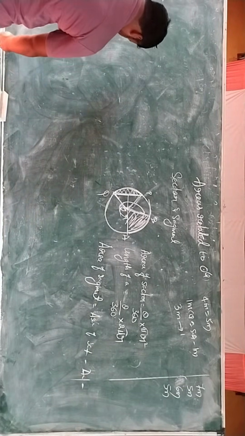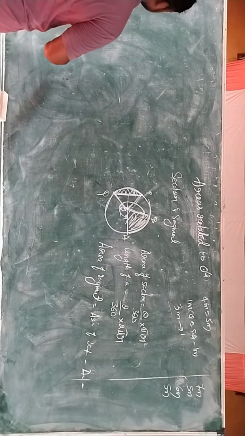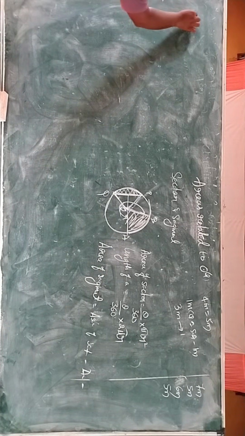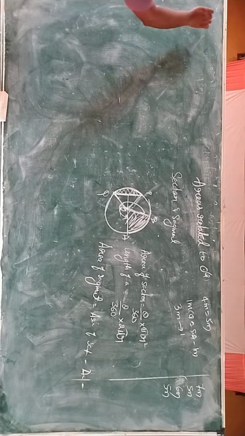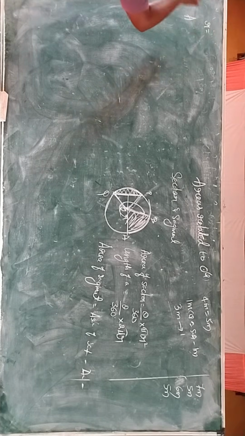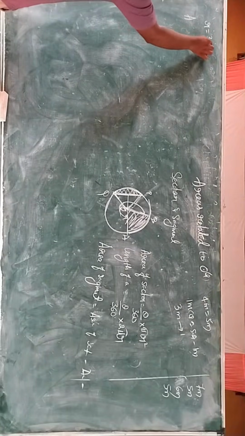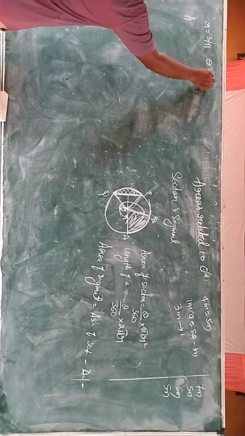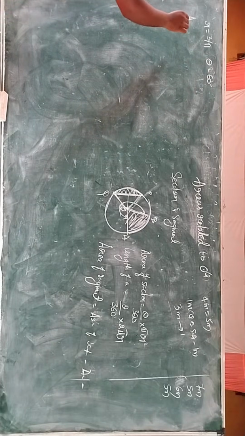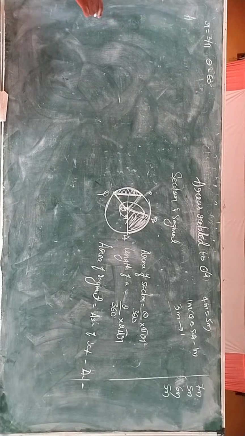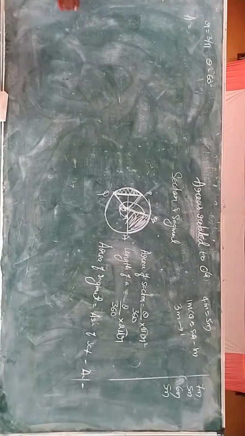So what's given in the question? Radius is given. Radius is 3 upon pi, and theta is given. Theta is 60 degree, right? Yes. Asked to calculate area of major segment.